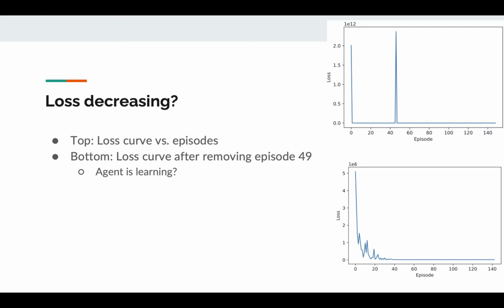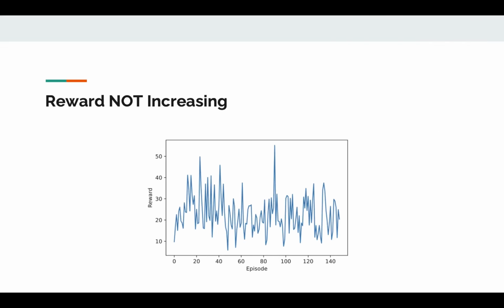Here we have the loss curves of my agent. In the top graph, you have the loss curve, which has this really large spike in loss at episode 49. The bottom graph is the loss curve after removing episode 49. I'm not really sure what the cause is for the spike, but the bottom graph does signal that the agent should be learning. But despite the loss decreasing, it did not result in an increase in performance, as this is my reward graph, and clearly it is not increasing over time.